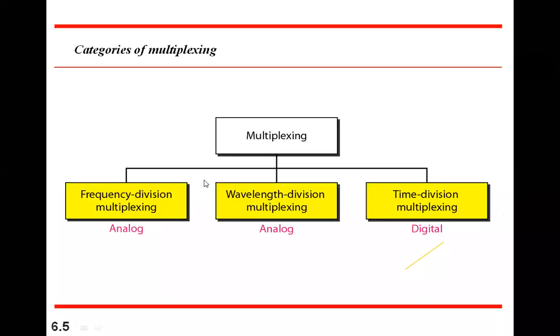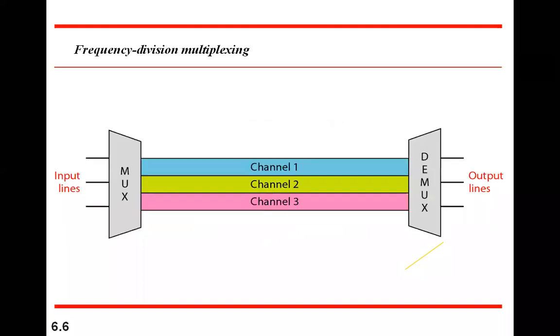Now, as you see, there are mainly frequency division multiplexing, wavelength division multiplexing, and time division multiplexing. Apart from this, you may come across the code division multiplexing technique, which is also a combination of a few of them. That also we will see. That actually comes under the spectrum spreading technique.